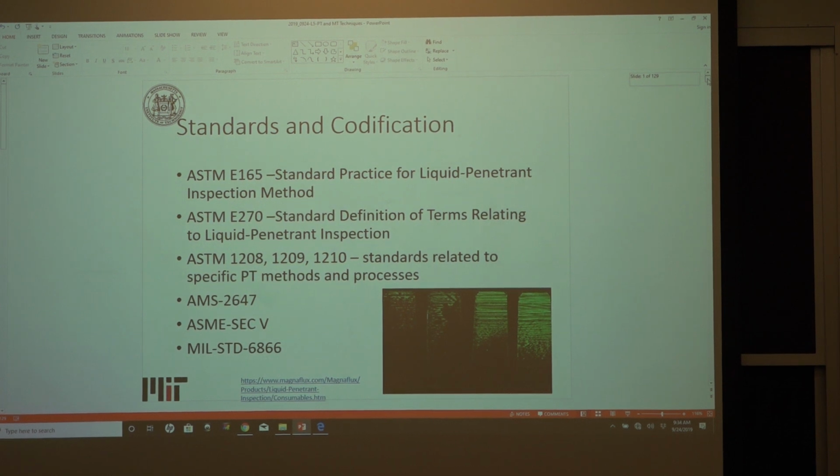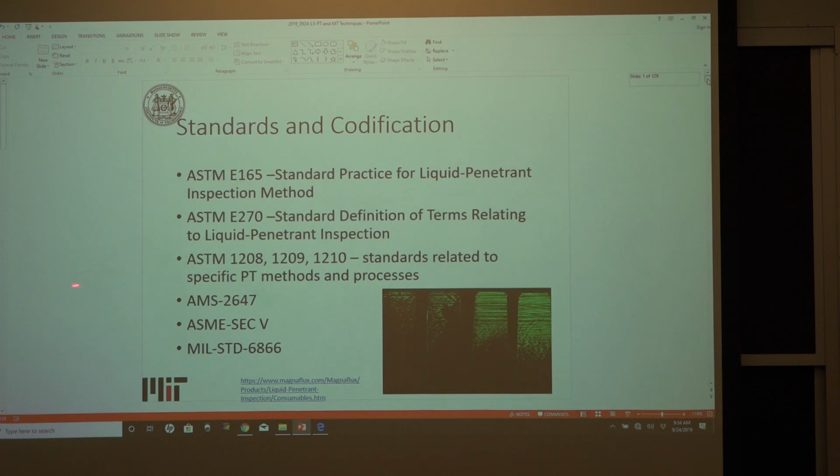So if you were doing something by TIG welding or MIG welding, there could also be a specific ASTM for doing penetrant testing of those types of components. So how you assemble the component, how it's processed metallurgically, you need to know the correct standard that you are going to be basing the inspection on.